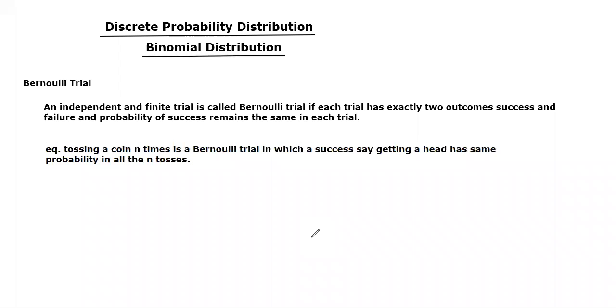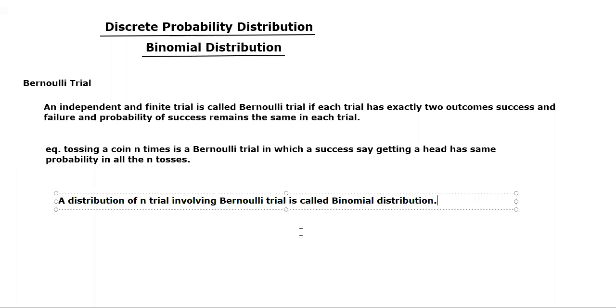Take the case of a dice when it is rolled and success is defined as, let us say, getting a 6. Repeating such a trial n number of times, getting a success will have a fixed probability 1 by 6 and a failure will have the fixed probability 5 by 6. So such a trial is also Bernoulli in nature. Now a distribution involving Bernoulli trials repeated n number of times is the binomial distribution.